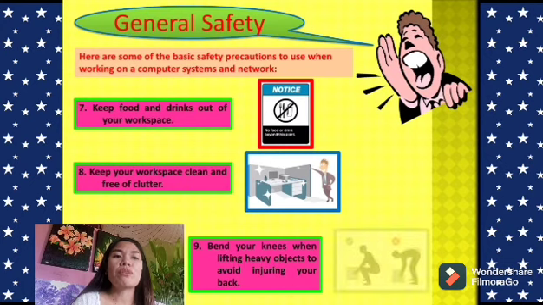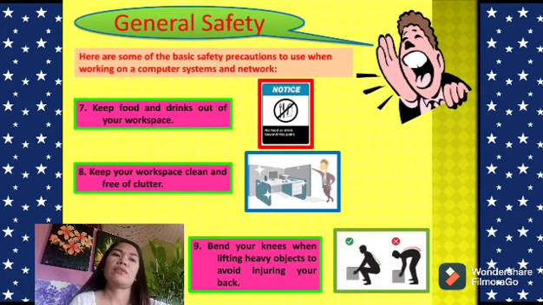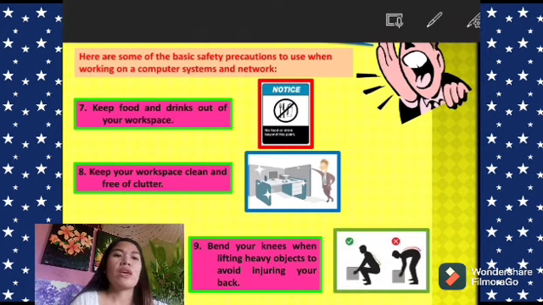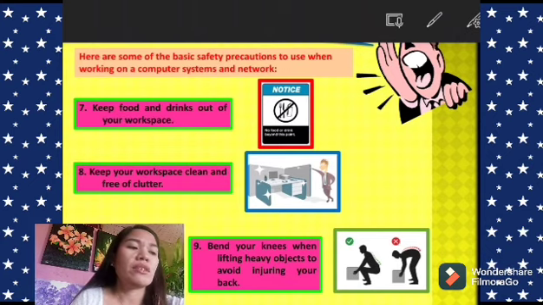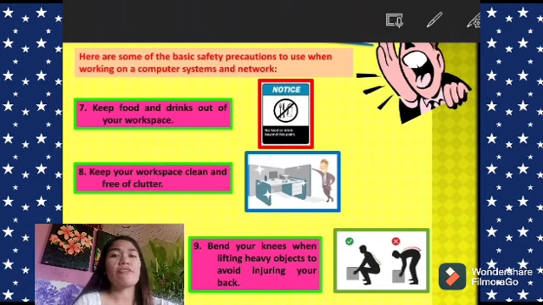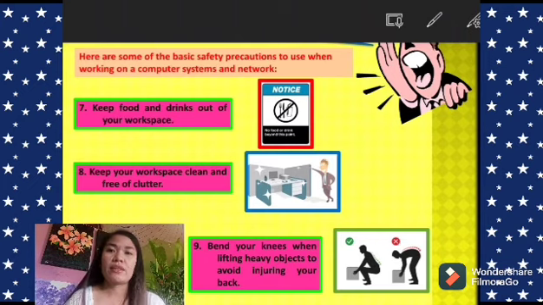Okay, so how about number 9? Bend your knees when lifting heavy objects to avoid injuring your back. If you bend your back while lifting heavy objects, it can cause backache or worse. It can break your backbone, which we do not like. Okay?